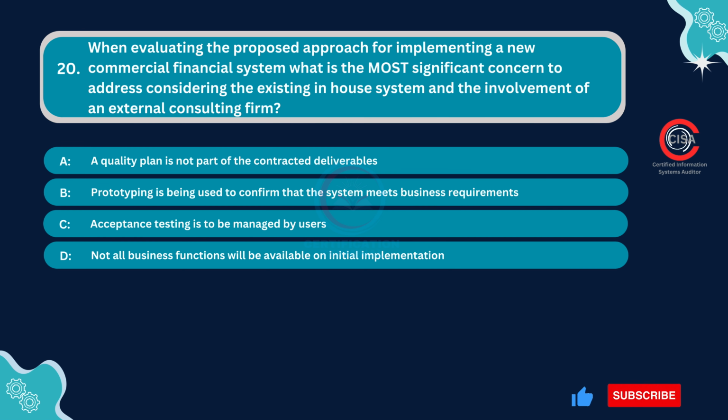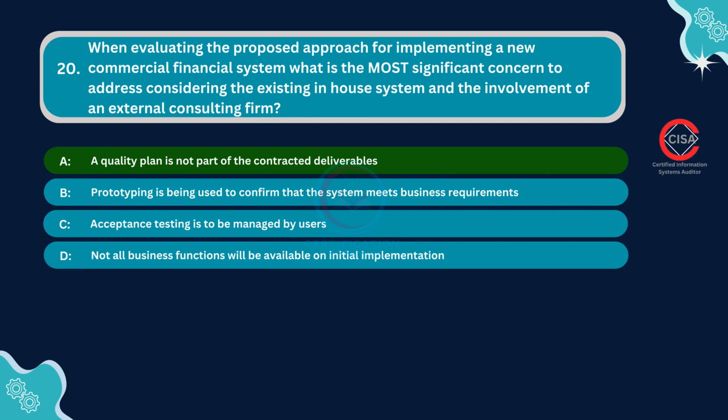The correct answer is Option A, a quality plan is not part of the contracted deliverables. A quality plan outlines the processes and procedures for ensuring the new financial system meets defined standards for functionality, performance, and security. Without a documented quality plan, there's a risk of errors, defects, or inconsistencies going undetected during development, potentially leading to issues after implementation.